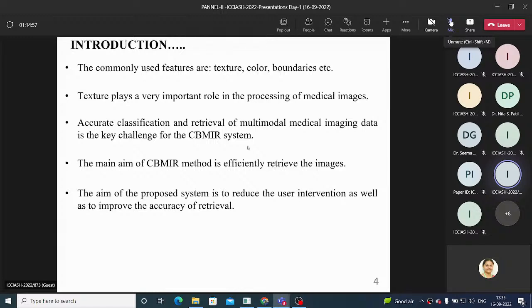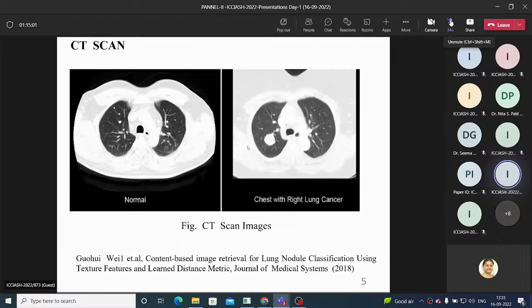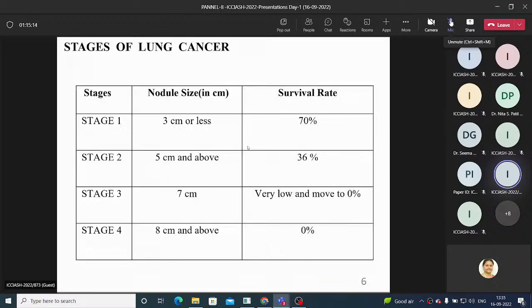So these are the two images of CT scan. The left one is a normal lung image without any cancer, and the right one is the chest with the right lung cancer. There are different stages of lung cancer: stage 1, stage 2, stage 3, and stage 4. Depending on the size, we can divide the stages.